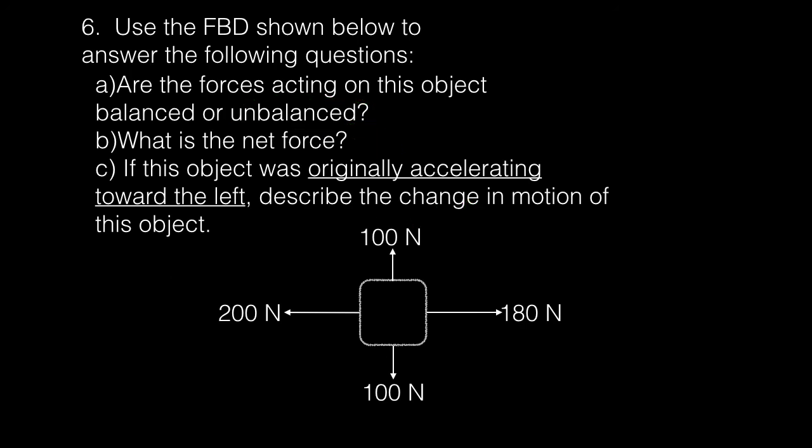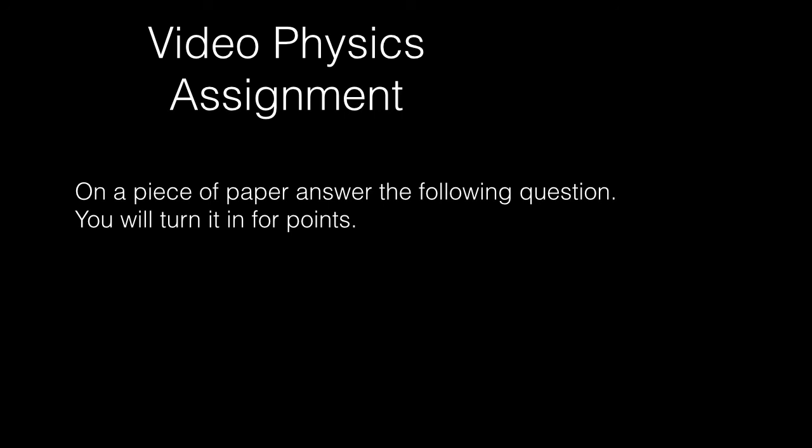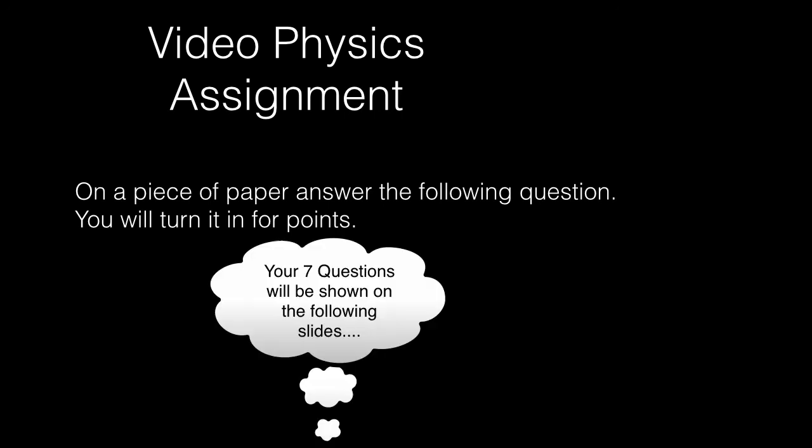What I have for you now for this video physics assignment are 7 questions that are going to follow on the next few slides. What you'll do is write them down on a piece of paper and write the answers down on a piece of paper, and you're going to turn those in for points. So what I'm going to do now is slowly scroll through the 7 questions. Remember, you can always pause your video until you answer that question, then you can move on. Hopefully that helps you. If you do get stuck on one of them, remember, I'm always here to help. Stop by at any time, and good luck.